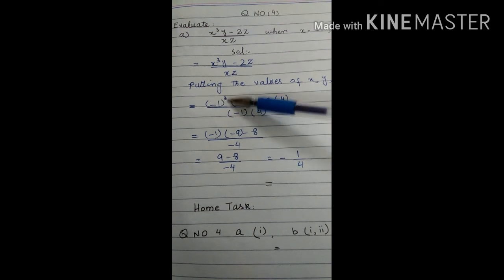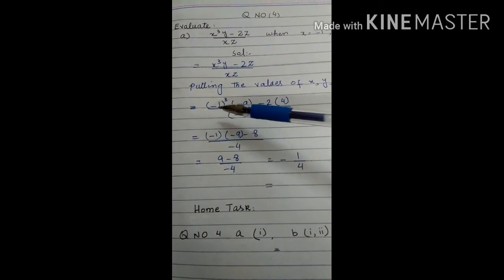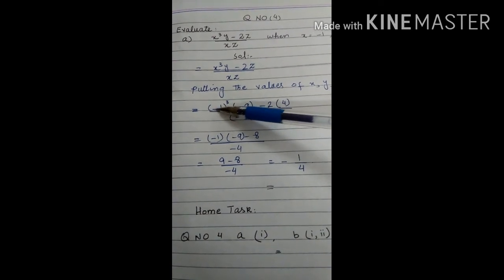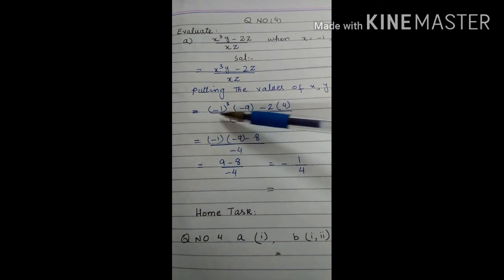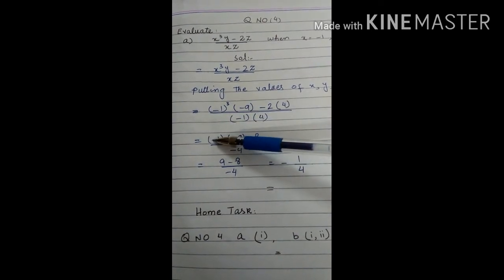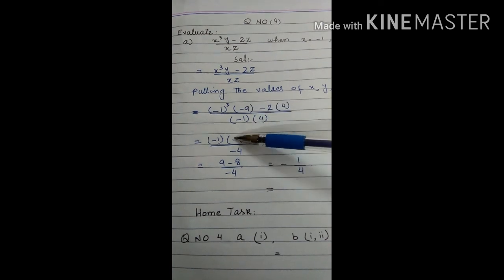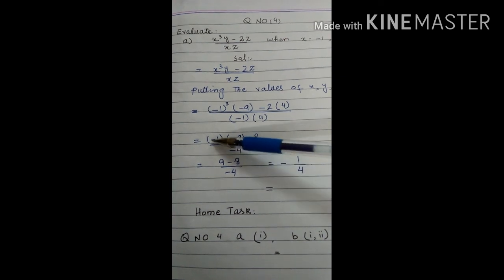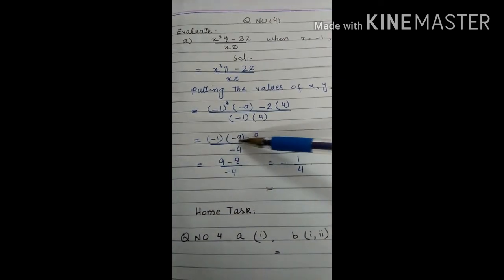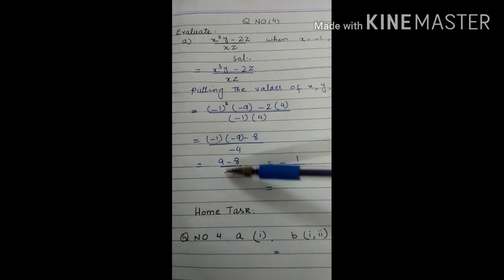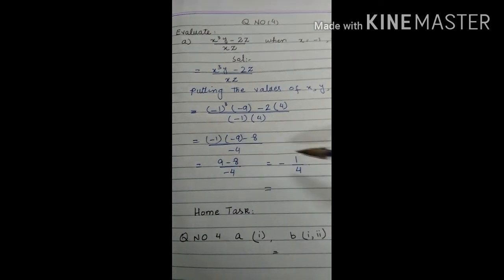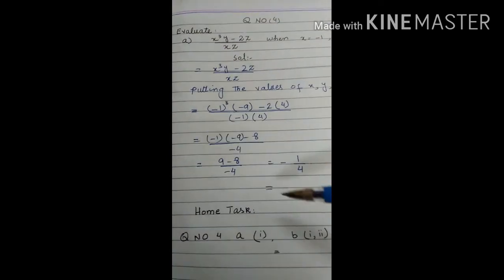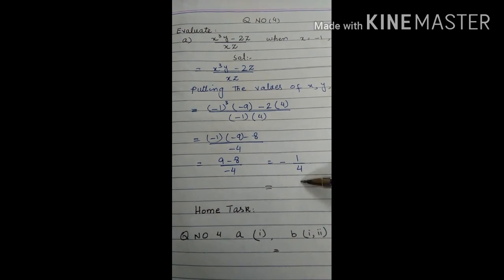Just solve this. Minus 1 cube means minus 1 because when we are having any odd exponent, the sign remains the same. Minus 1 into minus 1 into minus 1, it will be minus 1. Minus 9 as it is. 2 fours are 8. Minus minus we got plus. 9 ones are 9. Minus 8 over minus 4. 9 minus 8 is 1. 4 as it is. So the value of this whole expression is minus 1 over 4.